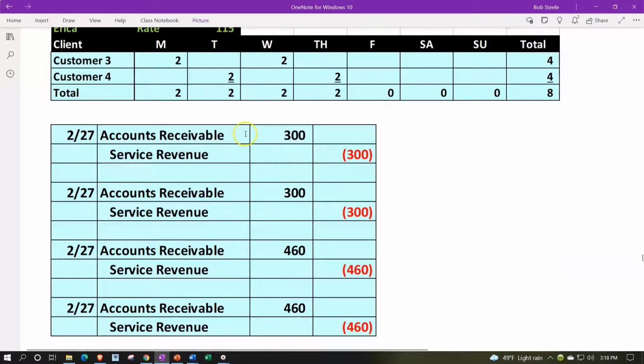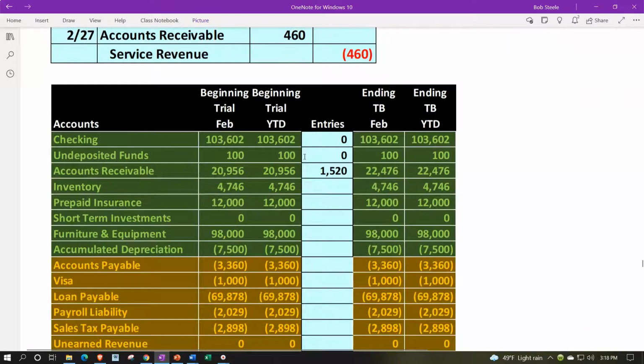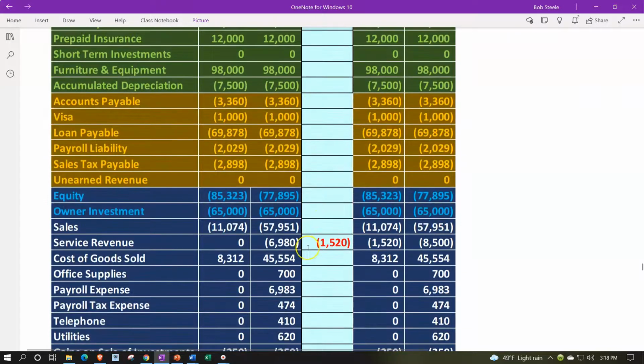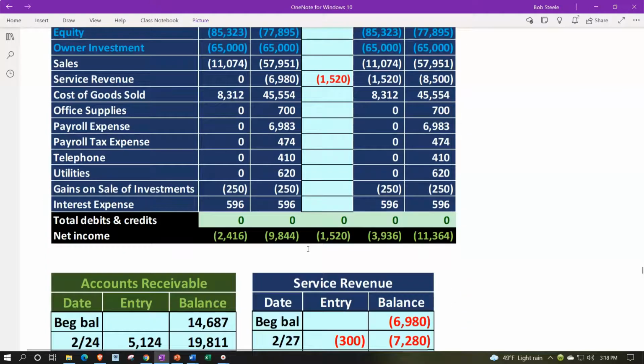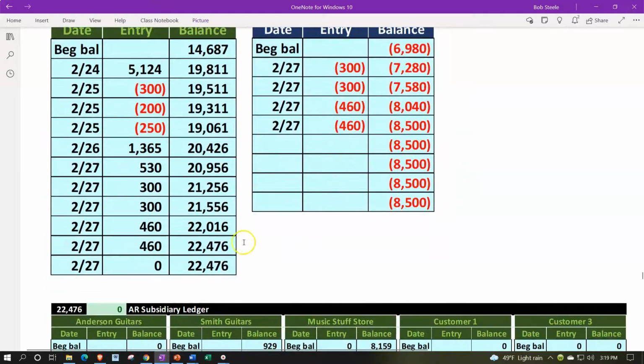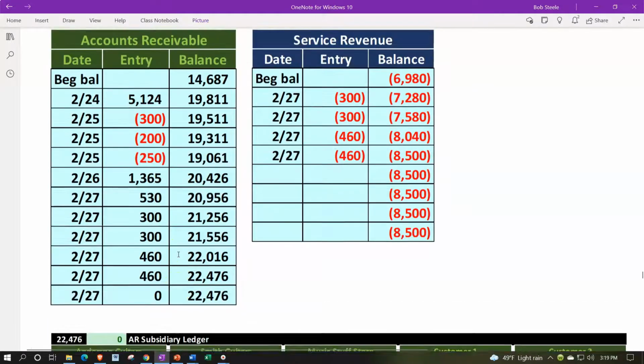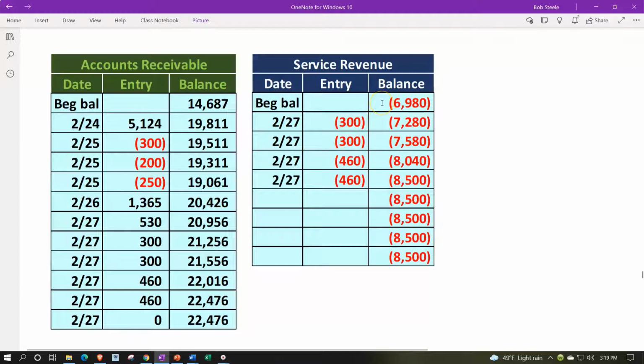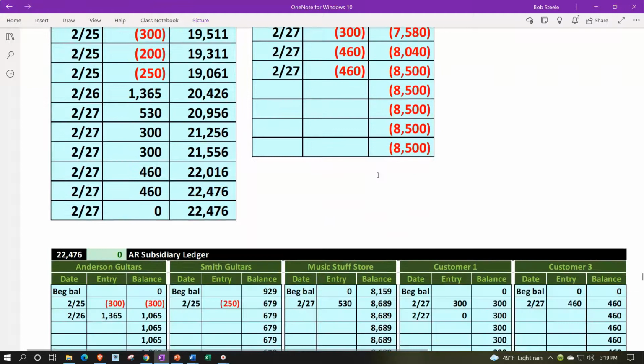So the journal entry would be straightforward. Accounts receivable going up, the service revenue then going up when we bill these items out, and then the AR, if we look at the subledger, would be going up by those amounts that we charged out for the 4 items. So it went from 20,956 up by 300, then by 300, then by 460 for the 4 invoices to the 22,476. And then the service revenue was at the 6,980, went up by 300, 460 to the 8,500.